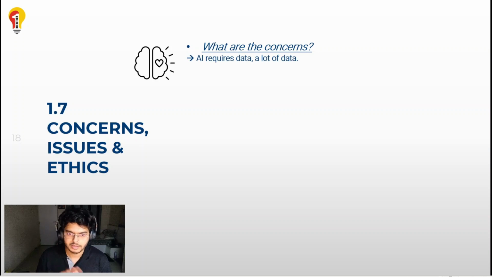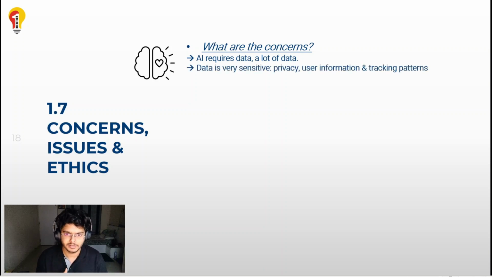So, AI requires data, a lot of data. Let's establish this fact that AI requires a lot of data, because obviously to make right decisions it has to have a lot of background information behind it to make that sort of knowledgeable decision. All right. And data is very sensitive. It contains user privacy, it has user information, as well as the tracking patterns of the user, what a user browses on his or her browsers, what his internet history is, all that information. This information is very sensitive, and a company collecting this information has to be very careful about it.